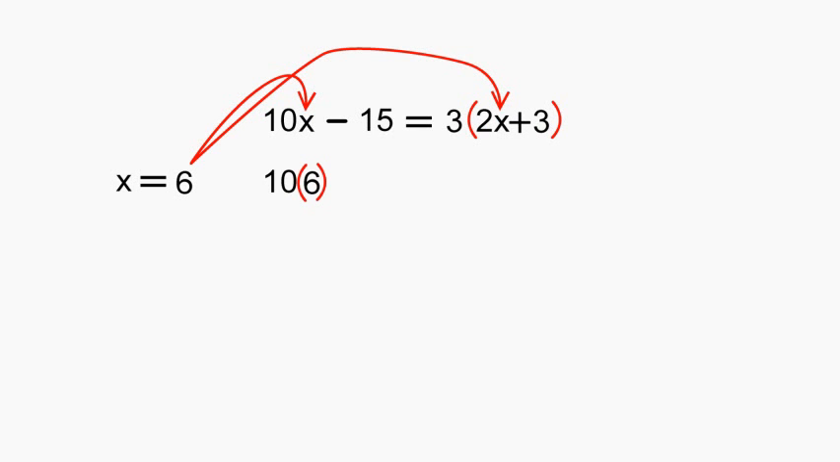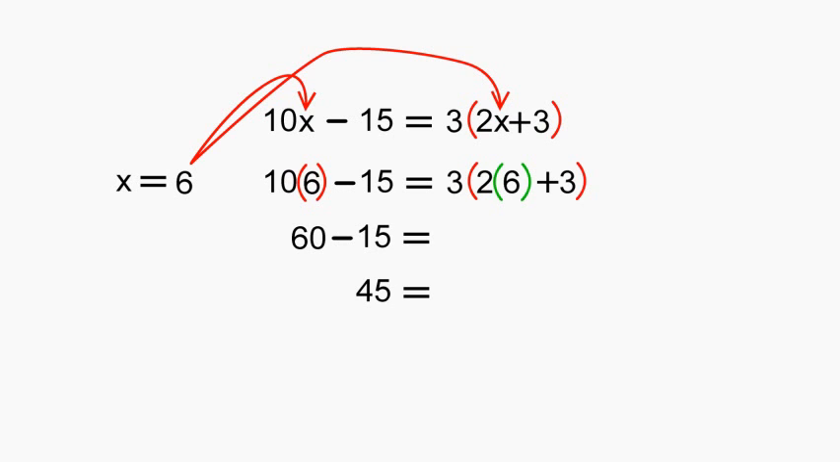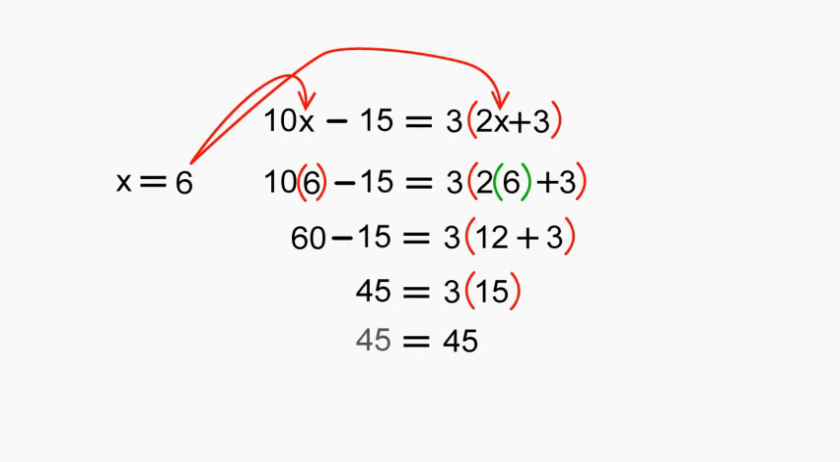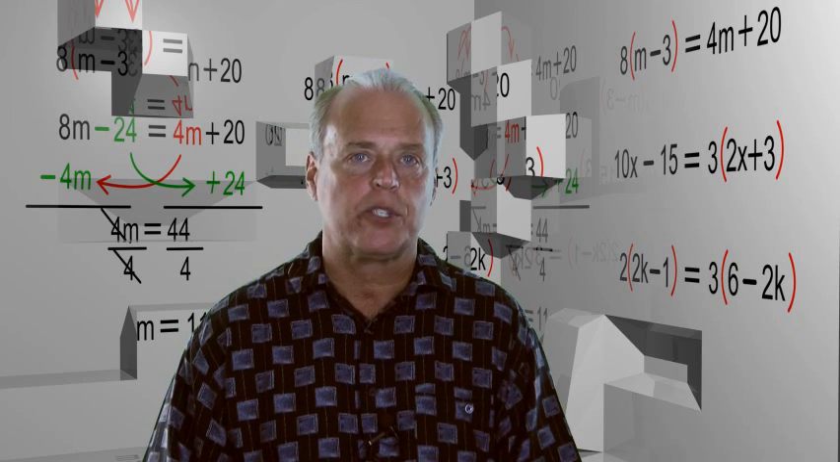Let's do the arithmetic on the left side first. I have to multiply 10 times 6 to get 60, then 60 minus 15 to get 45. On the right side, I have to first multiply 2 times 6 to get 12, then add 12 plus 3 to get 15. Last, I have to multiply 3 times 15 to get 45. So 6 is the correct answer for this problem. Okay, now for the last one.